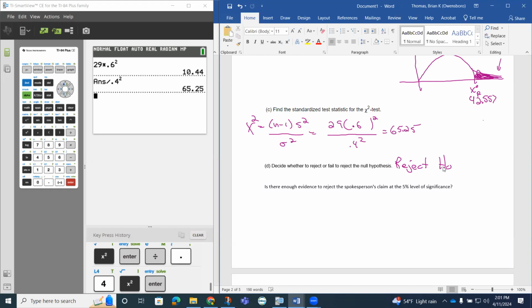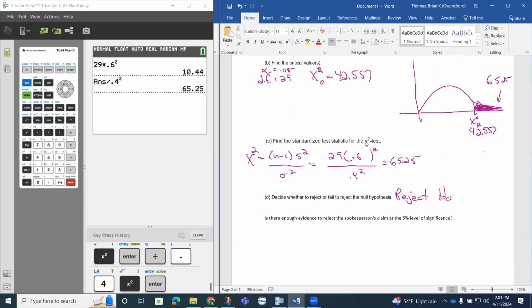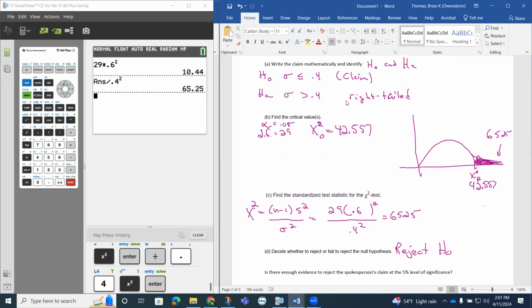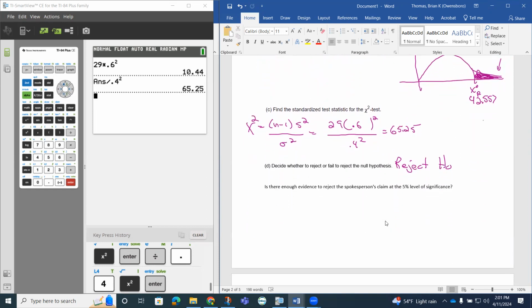So is there enough evidence to reject the spokesperson's claim at a 5% level of significance? Well, since the spokesperson's claim was the null hypothesis, I would say yes. So I'd be saying, yes, there is enough evidence to reject the spokesperson's claim at a level of 5%, because we are rejecting the null hypothesis, which is the claim.